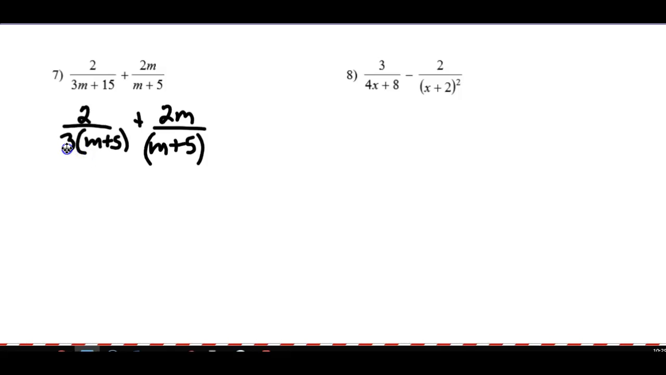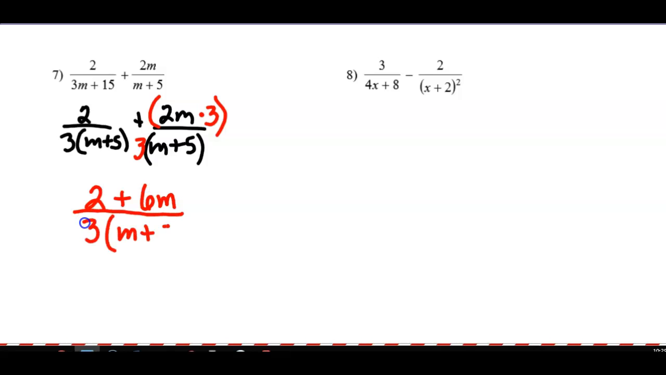So we have a 3 and an m plus 5 in this denominator, and this one just has an m plus 5. So we don't need to go crazy with multiplying everything. We just need a 3 on this one, and then they'll be the same. So that leaves a 2, and this becomes a 6m over here. And down in the denominator, we have a 3 and an m plus 5.